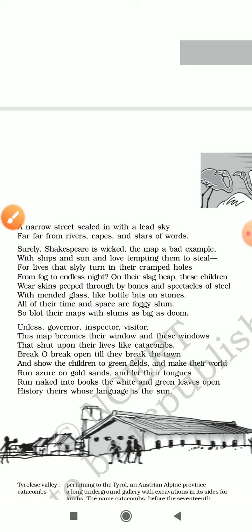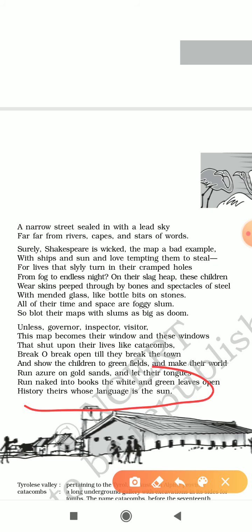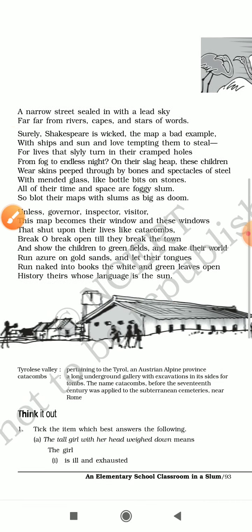Next and important question sometimes asked: history theirs whose language is the sun, describe this. So history is always made by the persons who have knowledge. The sun is a symbol of light and knowledge. In the same way, language is also grace and knowledge, light. So those who have knowledge, those who have some power, only they can make history. Those who are deaf and dumb can't make history. So that's the statement: history theirs whose language is the sun. Those who have the power of knowledge can only make history. So we will continue with the next.